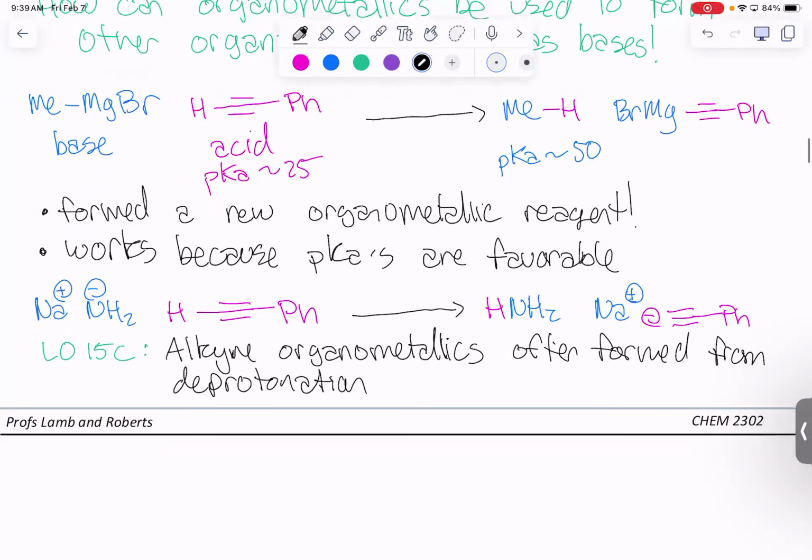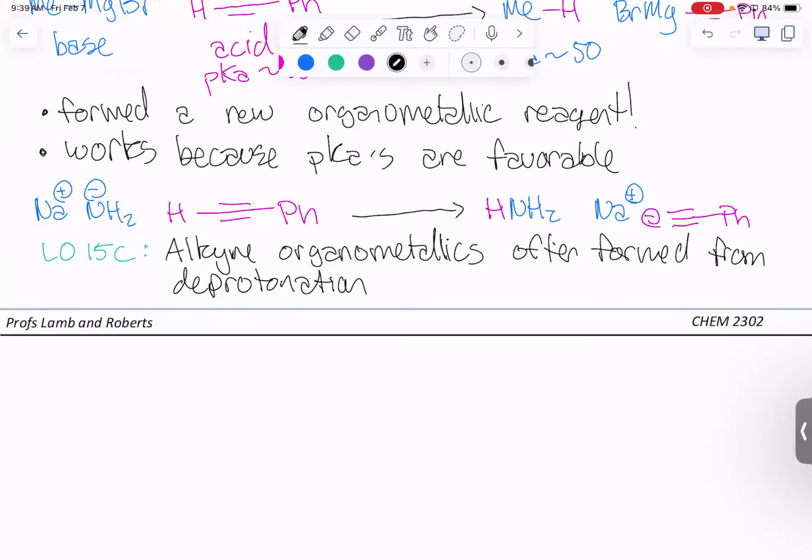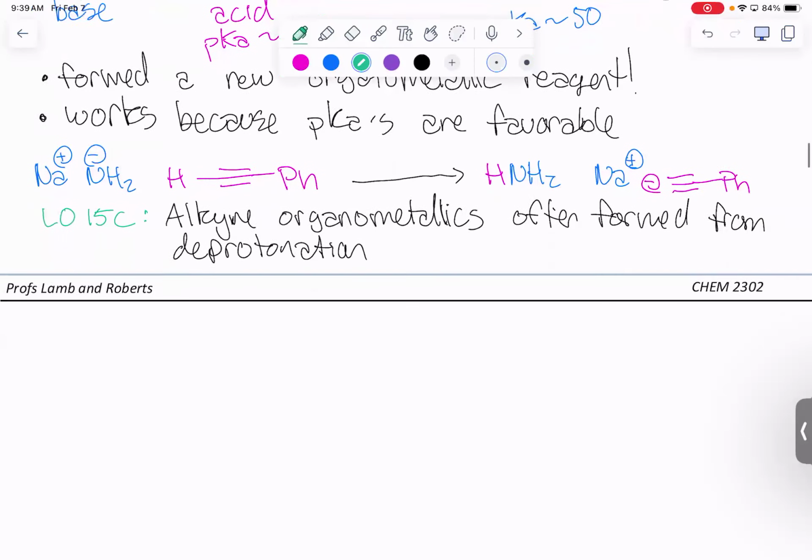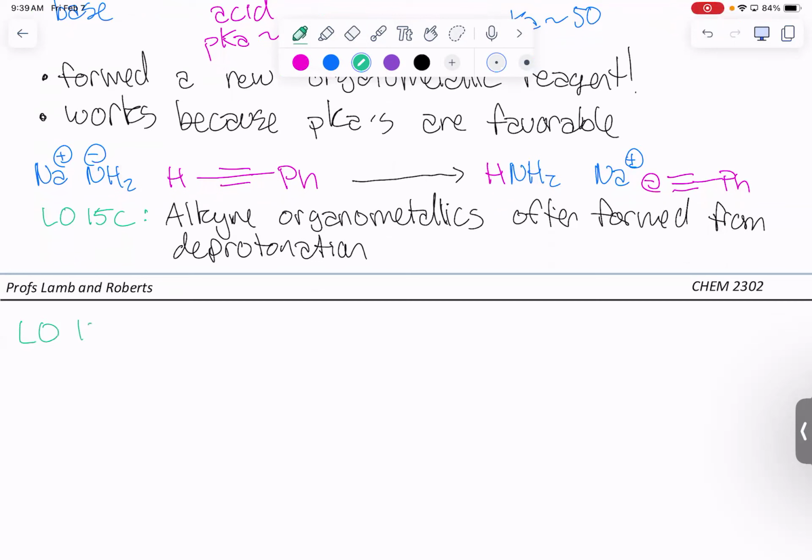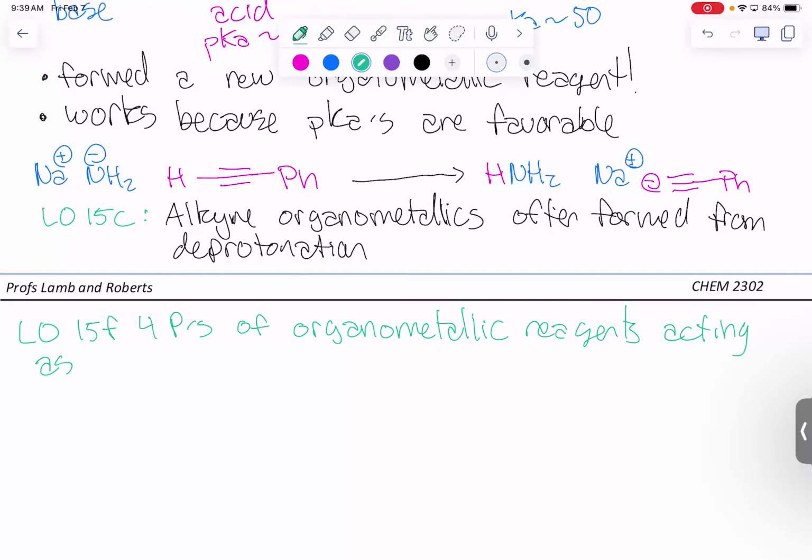All right. So as I said, organometallics are an entire field of research. So it's an incredibly powerful tool. So our final learning objective is 15F. And this is the 4 Ps of organometallic reagents acting as nucleophiles to make alcohols. So this is a 4P, so we're going to need the mechanism. So, 4 Ps of organometallic reagents acting as nucleophiles. And specifically, we're going to make alcohols.